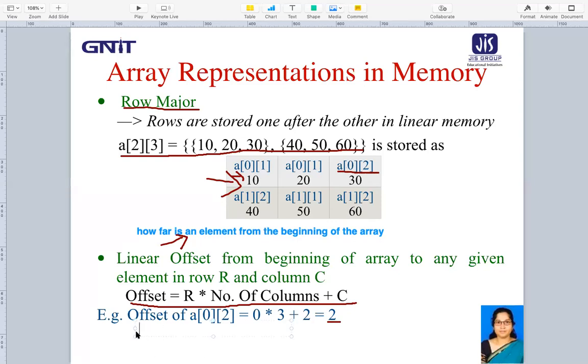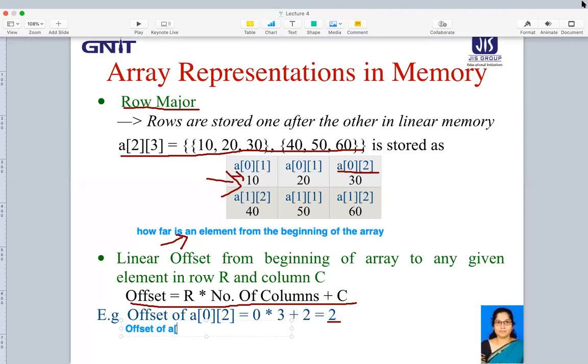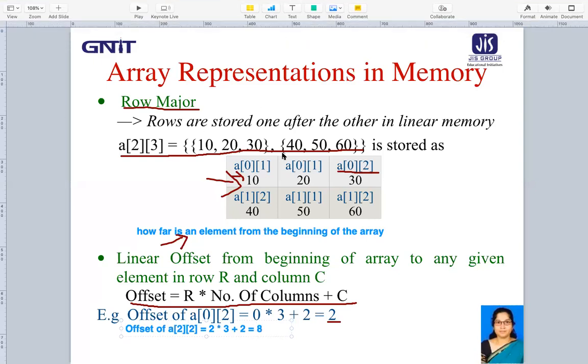Let us consider this. Offset of A22 will be equal to what? Row is 2, into the number of columns we have in this array, which is 3. And what is the column number? 2. So what is it? It is 6 plus 2, which is 8. Let us check.